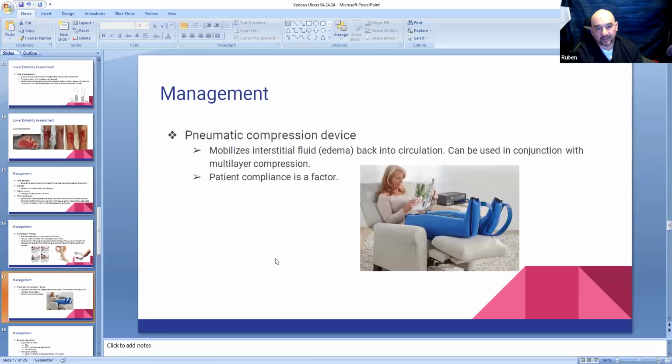And then there's your pneumatic compression device, which helps mobilize the interstitial fluid back into circulation. Can be used in conjunction with the multi-layer compression. Patient compliance is a factor. Again, this isn't the kind of patient that probably needs this device. They tend to be a much larger patient, and they need help putting it on. But these work wonders if the patient can, one, be compliant with it, and two, get it approved by their insurance. But it can definitely help them.